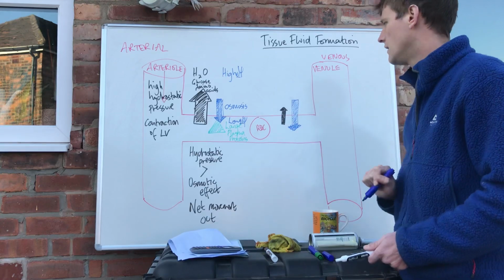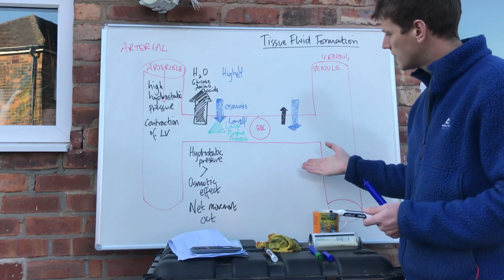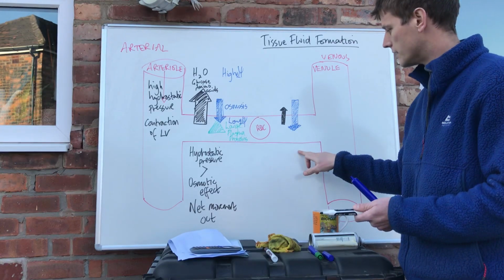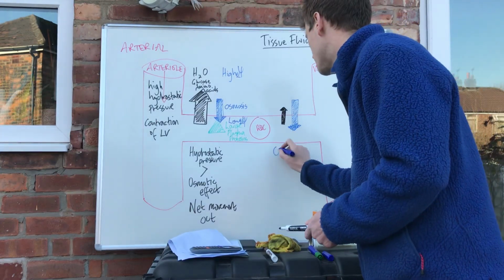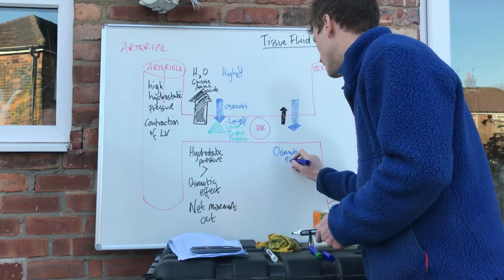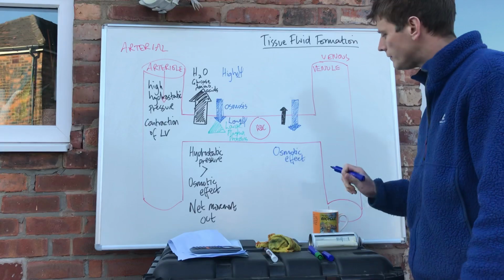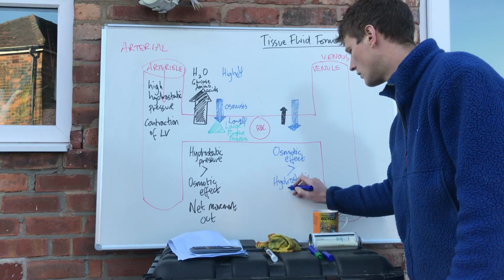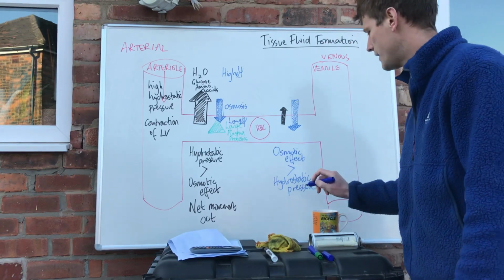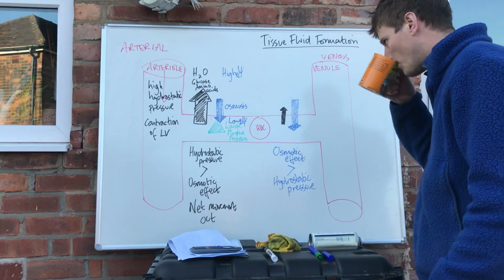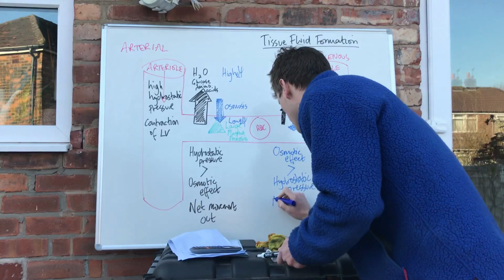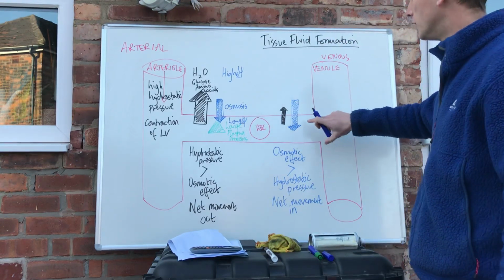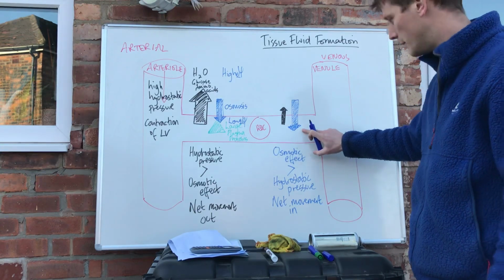But already you can see that now the net effect is that we've got a net uptake of water from the tissue fluid back into the capillary. And that is because now the osmotic effect, sometimes referred to as the osmotic pressure, is now greater than the hydrostatic pressure. So we have a net movement, let's move my tea out of the way, in. So a net movement of water from the tissue fluid back into the capillary.